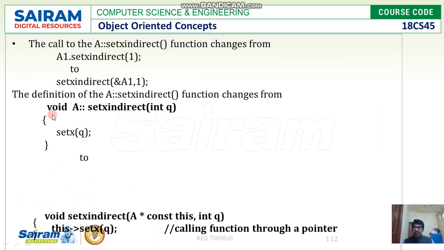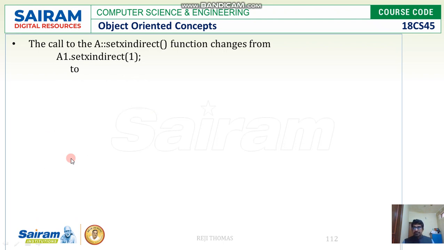Next, let us see what happens to the call. The first one is the function call a1 dot set indirect. So we have seen in the previous videos this will be converted into the form of pointers. So you'll have the function name as it is, set indirect, and the first parameter is going to be an address of a variable or address of the class. So you are going to give ampersand a1. This is nothing but the class to which the function set indirect belongs, and the parameter.